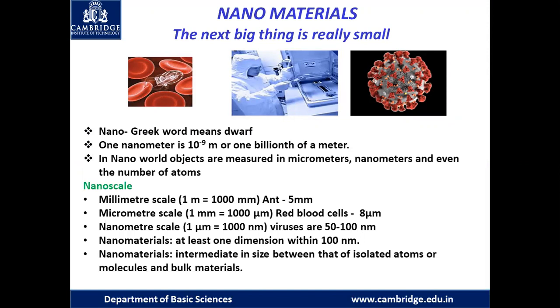The term nano originates from the Greek word and it means dwarf. 1 nanometer is 10 raised to minus 9 meter or 1 billionth of a meter. To compare the size of materials, nanoscale is used. An ant is 5 millimeter in size, red blood cells are 8 micrometers in size, viruses are 50 to 100 nanometers in size.